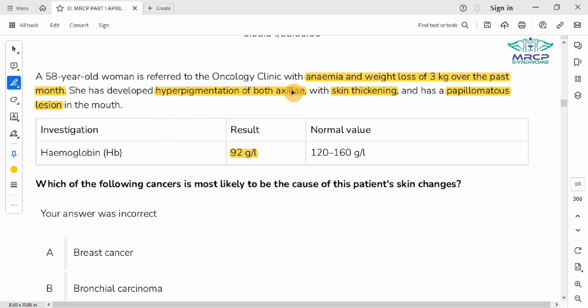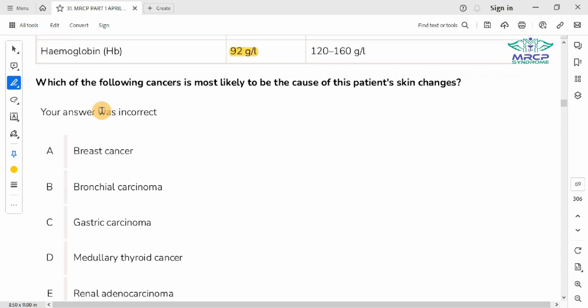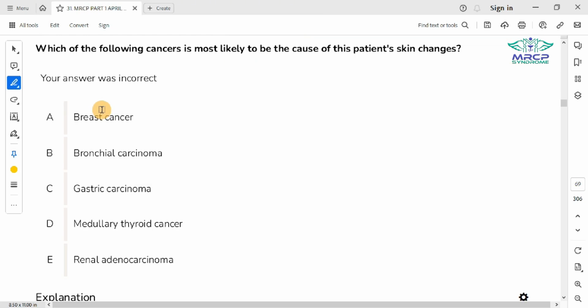So hyperpigmentation of both axilla, skin thickening, papillomatous lesion in the mouth. This condition points towards acanthosis nigricans most likely. And acanthosis nigricans is related to which cancer?